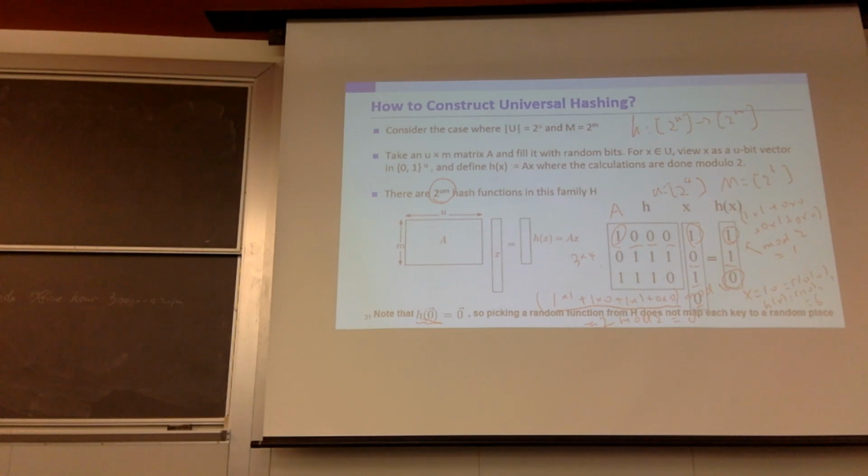Then you need to prove, our goal is to prove that for any x, y in 2 to the power of u with x not equal to y, the probability of choosing a hash function such that h of x equals h of y is smaller than or equal to 1 over m. M is basically 2 to the power of smaller n. That's the thing we need to prove.